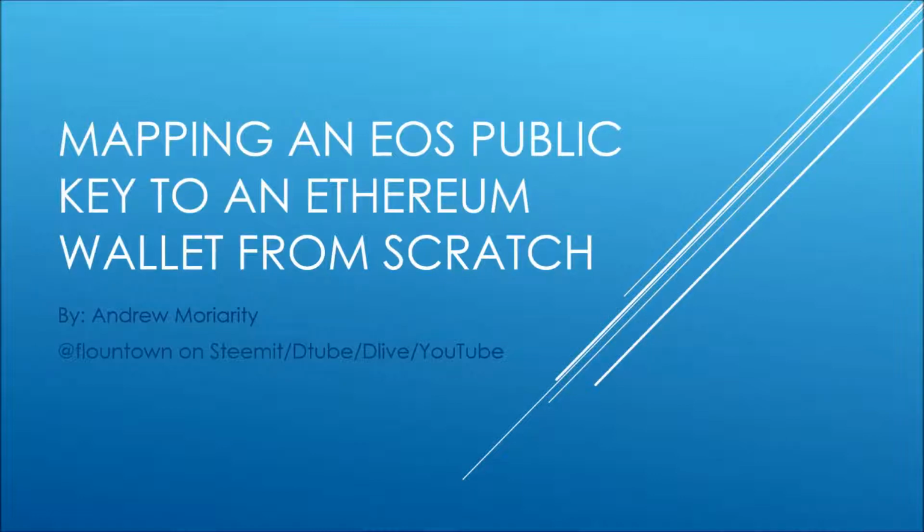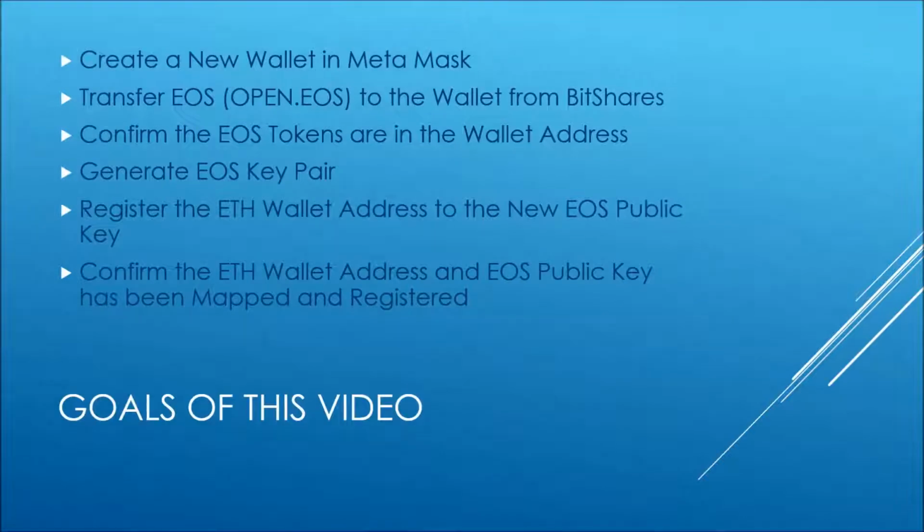Today's video, we're going to walk you through mapping an EOS public key to an Ethereum wallet from scratch. The goals of this video are going to begin by creating a new wallet in MetaMask. We are then going to transfer some EOS tokens to that wallet from BitShares. We will then confirm the EOS tokens are in the wallet address, generate our EOS key pair, register the ETH wallet address to the new EOS public key, and then confirm that we've done all of this properly and make sure that our EOS key and ETH wallet address are properly mapped and registered.